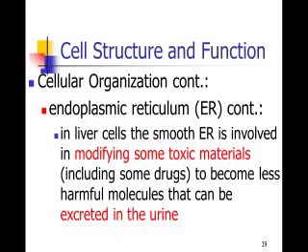In liver cells, the smooth endoplasmic reticulum appears to be involved in modifying some toxic materials, including drugs. These materials are altered and become less toxic, and then typically they're released back into the blood and excreted in the urine by the kidney. Excretion is when you get rid of a waste product, as opposed to a secretion, which is something that you use.